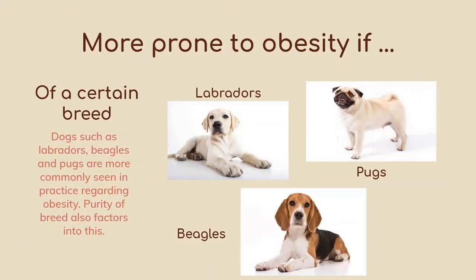There are three main factors linked to obesity in dogs. The first is breed. Breeds such as Labradors, Beagles, and Pugs are more commonly seen in clinics regarding obesity. Purity of breed also matters. The purer the breed, the higher the rate of obesity.